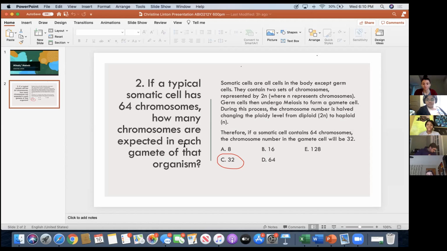And so therefore, if a somatic cell contains 64 chromosomes, the number of chromosomes in the gamete cell would be 32. So I just halved the number of chromosomes in the somatic cell, and I got my gamete cell number. Good. That is correct. Okay.